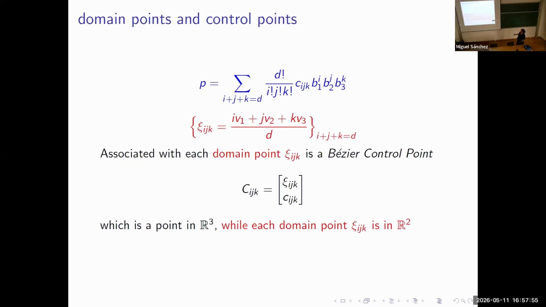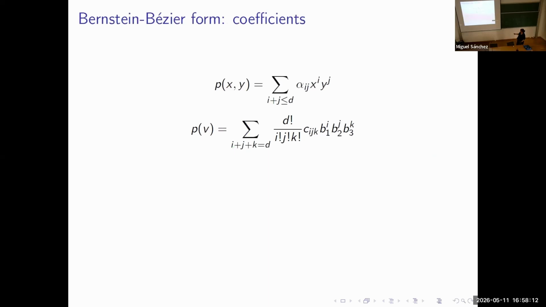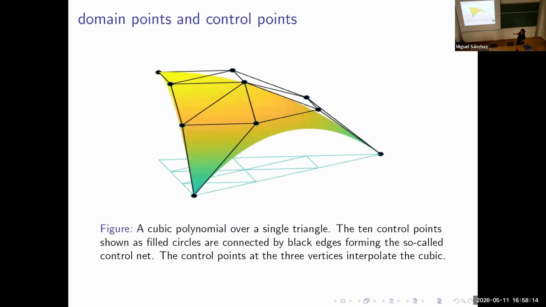A control point is the coefficient that is in the representation of the polynomial written as a z coordinate in the vector over the domain point. And I do have some pictures somewhere. Yep, right there, okay? So in other words, let's say this is a domain point at the vertex. That's not a good example. Here is the domain point, that is the control point. So this is the coefficient of the polynomial.